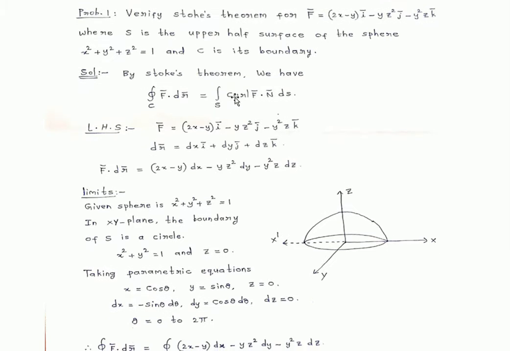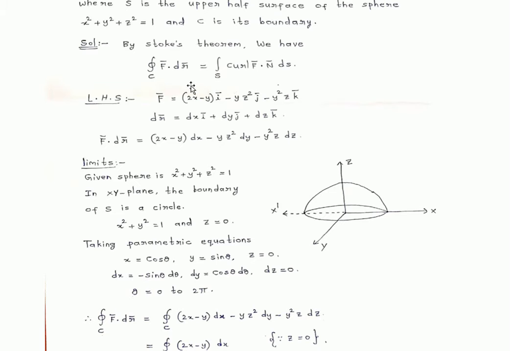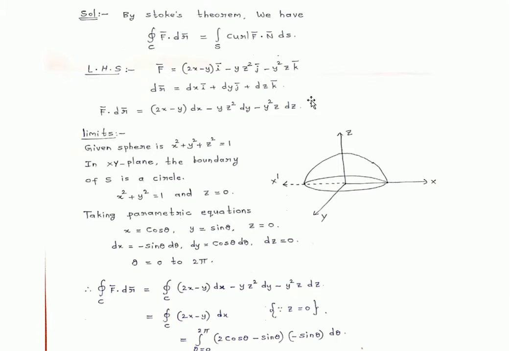By the Stokes theorem, according to the statement of Stokes theorem, closed integral C f bar dot dr bar is equal to integral S curl f bar dot n bar ds. Let us take LHS part. LHS part contains line integral. Line integral is nothing but closed integral C f bar dot dr bar. Let us take f bar is given in the problem. Dr bar is dx i bar plus dy j bar plus dz k bar.